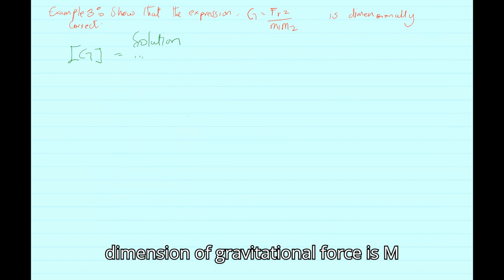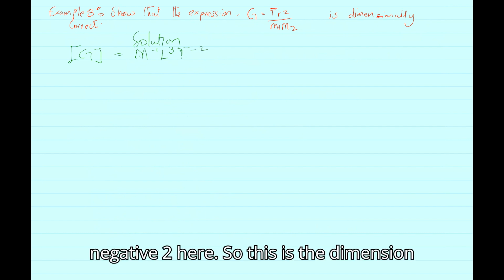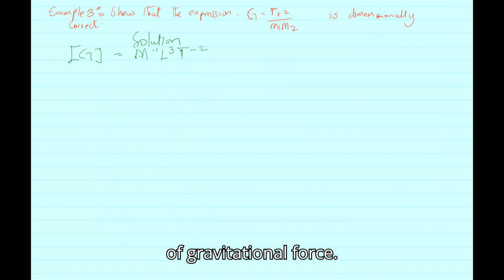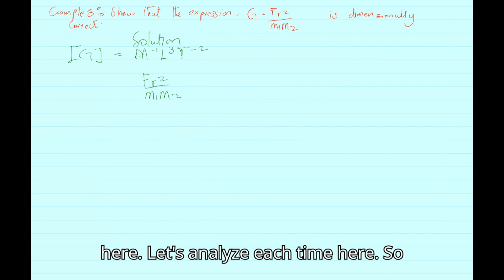The dimension of gravitational force is M exponent negative 1, L cubed, T exponent negative 2. So this is the dimension of gravitational force. Let's go to the other side of the equation, which is F, force, times radius squared over mass 1 mass 2. Let's analyze each term here. So we'll come to force.